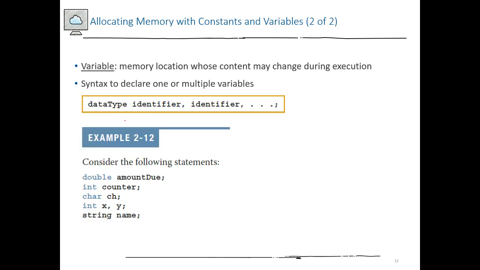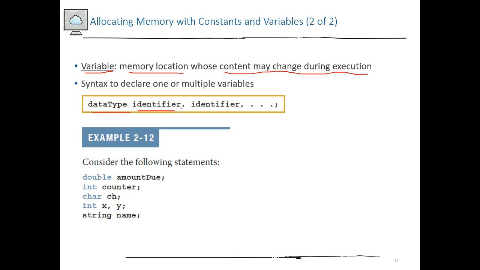So now let's look at variable. What is a variable? A variable is a memory location whose content may change during execution. That is a variable, right? And it's not a constant. It's a variable. It's the opposite of constant. Look at the syntax. You declare a data type, and you identify the identifier.